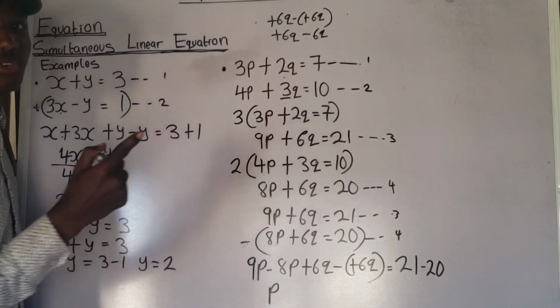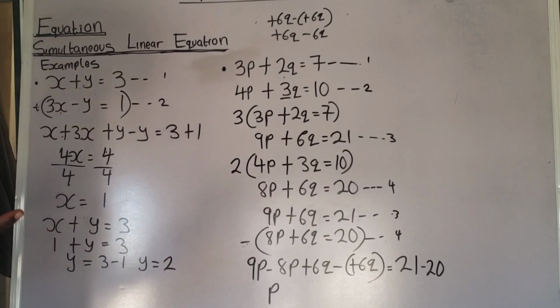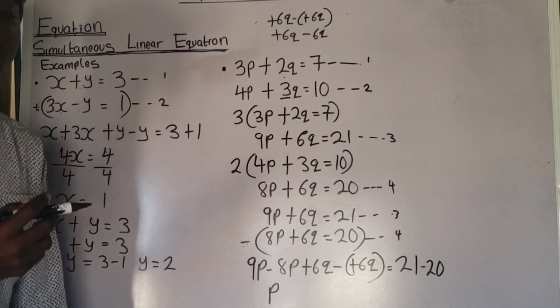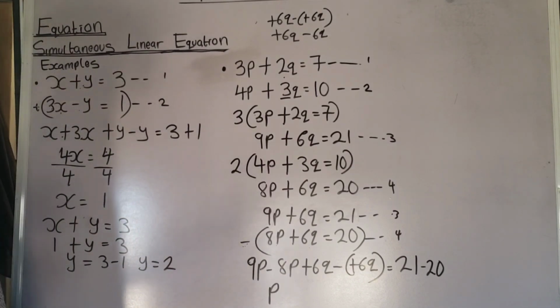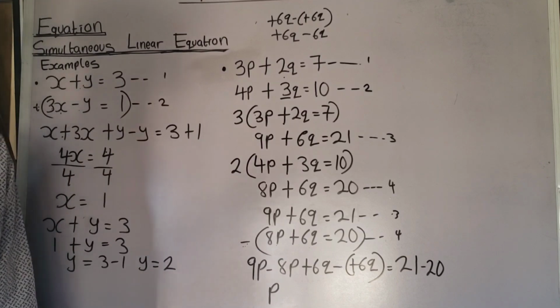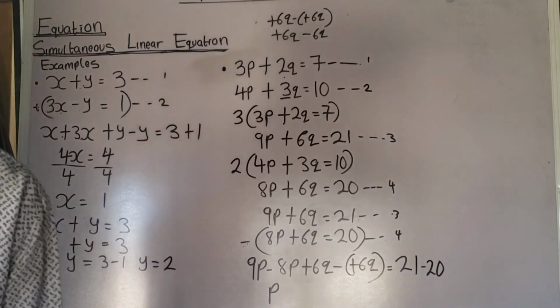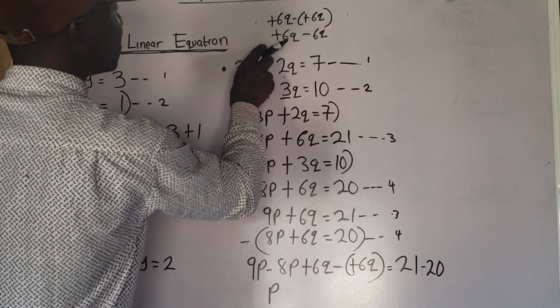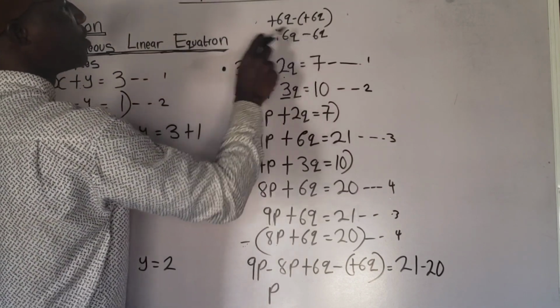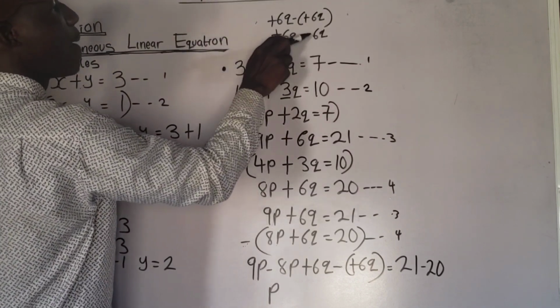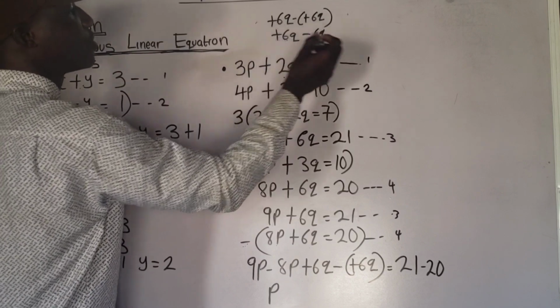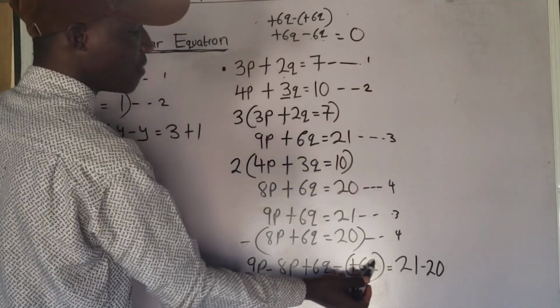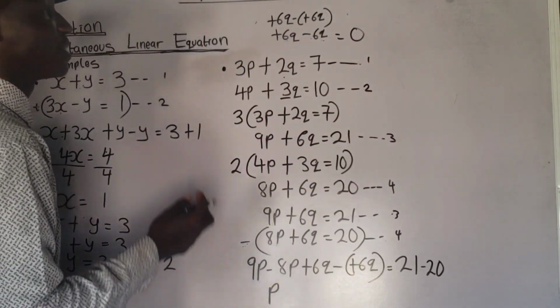Because remember in our previous class, we learned the product of signs. When we multiply a number that has a negative sign and a number that has a positive sign, the result will be negative. So that is why I have positive 6q minus 6q. That will give us 0. That means I've already eliminated q.